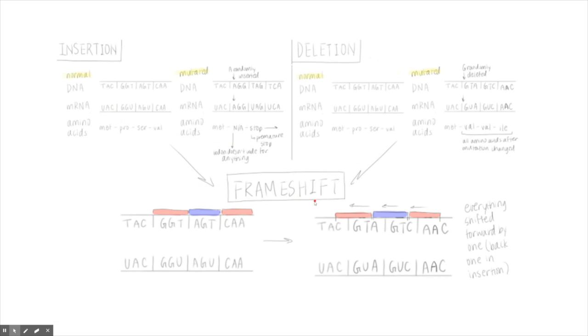A frameshift occurs when the insertion or deletion of codons results in a sequence in which the number of nucleotides is no longer divisible by 3, causing a shift in grouping.